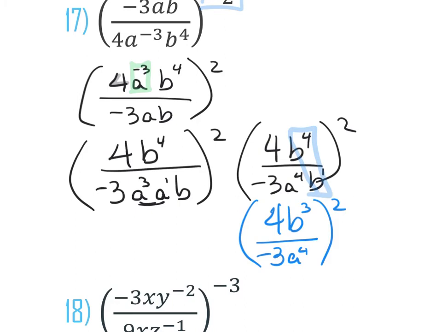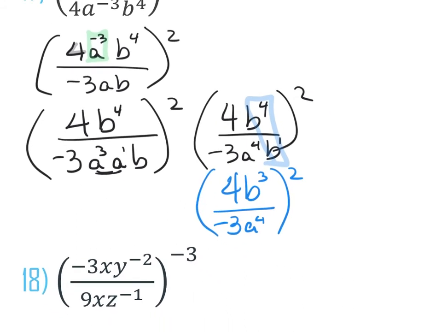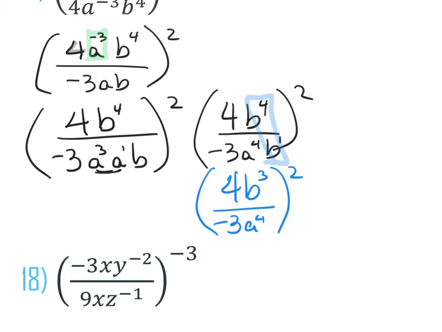Now I have to square everything. So it becomes 4 squared is 16, b to the 6th, negative 3, it's in a parenthesis, so this becomes a positive 9, a to the 8th. I think it might be easier just to subtract the exponents instead of moving things around, but that's up to you.